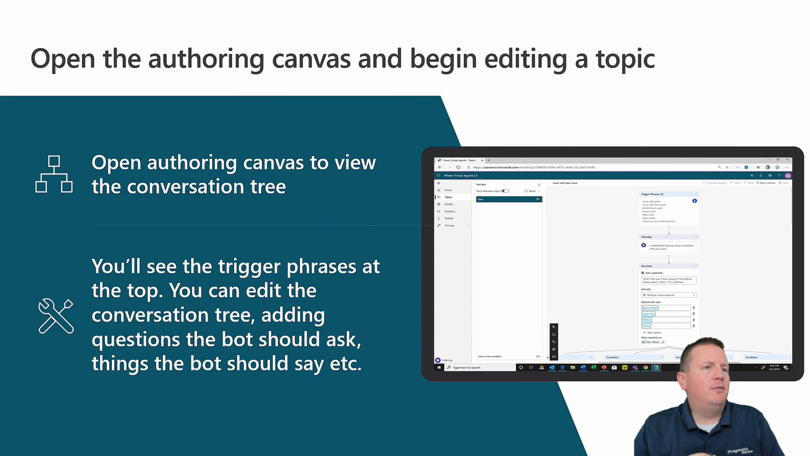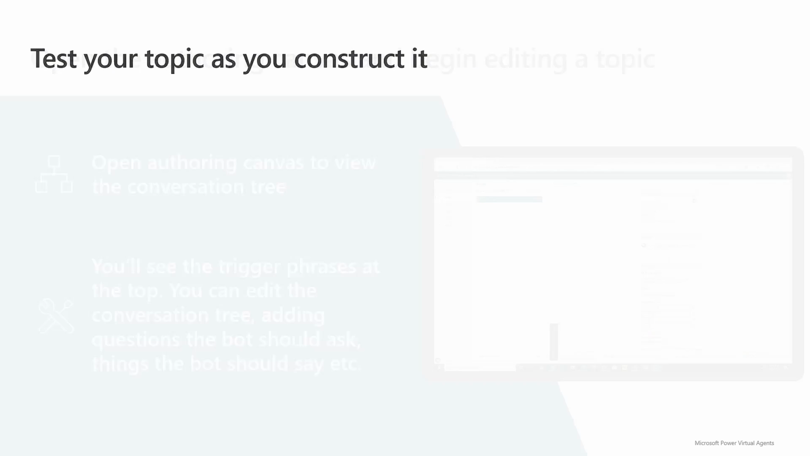All right, so once you have created the topic, you will then launch the authoring canvas. And the authoring canvas has a look and feel a little bit like Power Automate, in that it's a tree view. You're working through this tree view where you can create this conversation tree on how you're going to be interacting with your customers. So the trigger phrases will be on the top, and then interactions like questions that you're going to ask customers or messages that you're going to send to your end users, your customers, will appear inside the conversation tree from there.